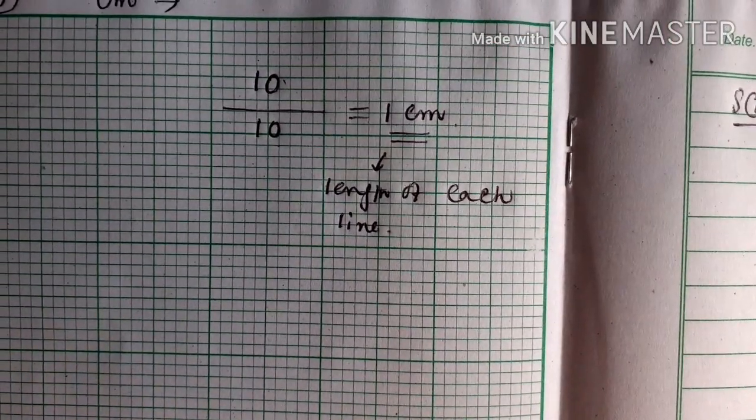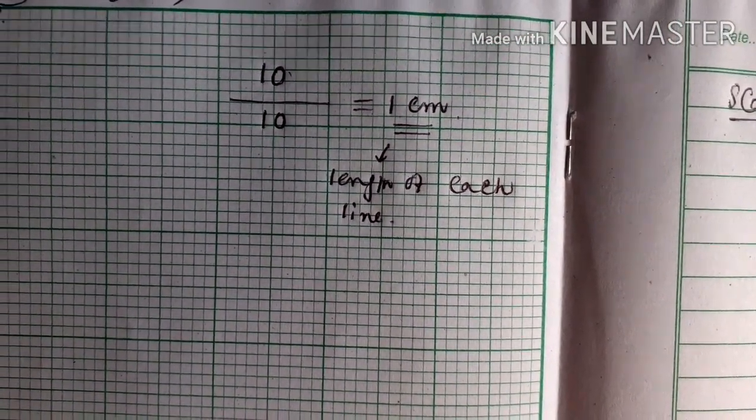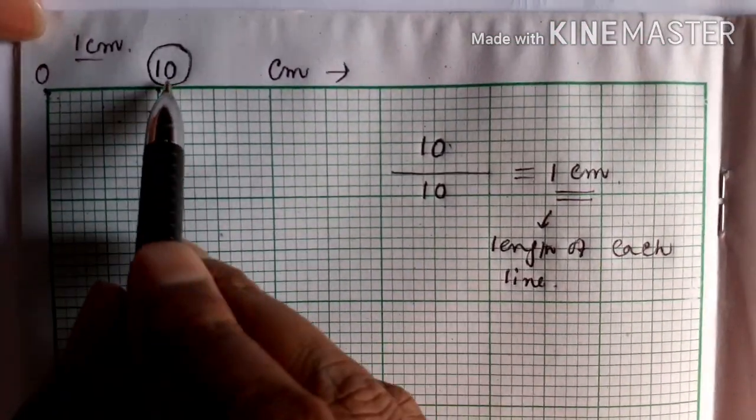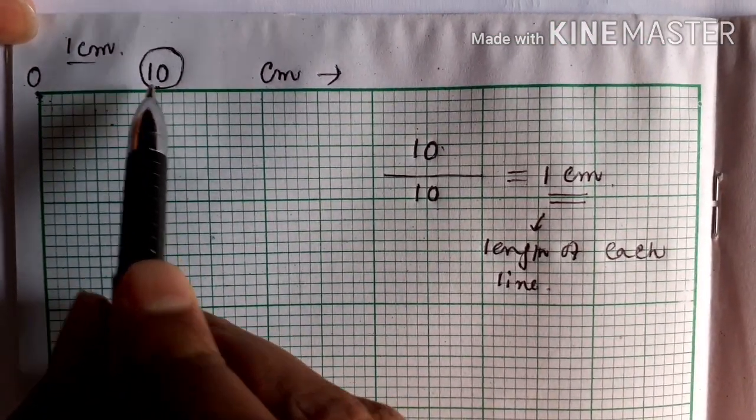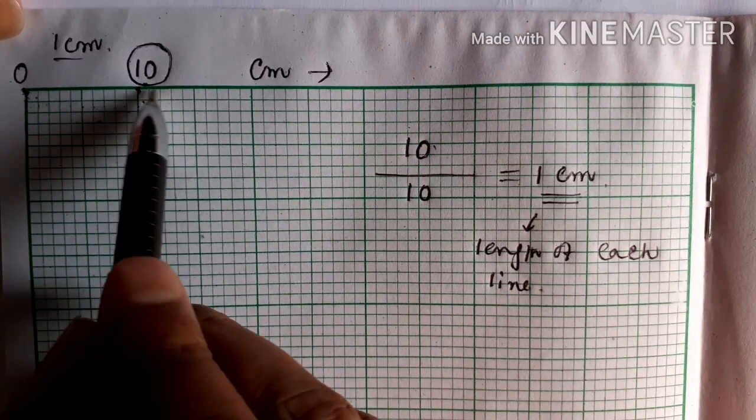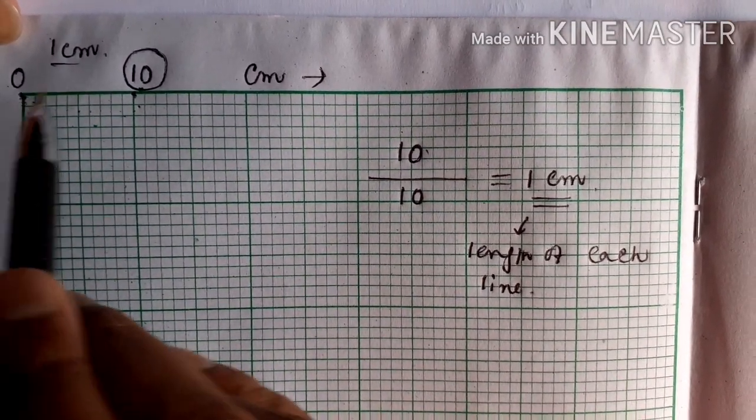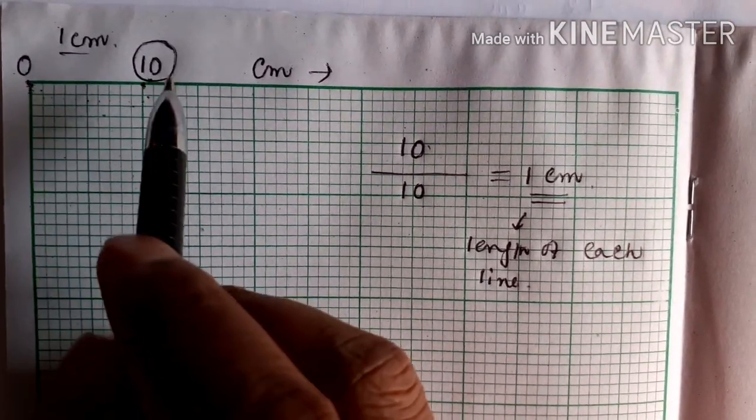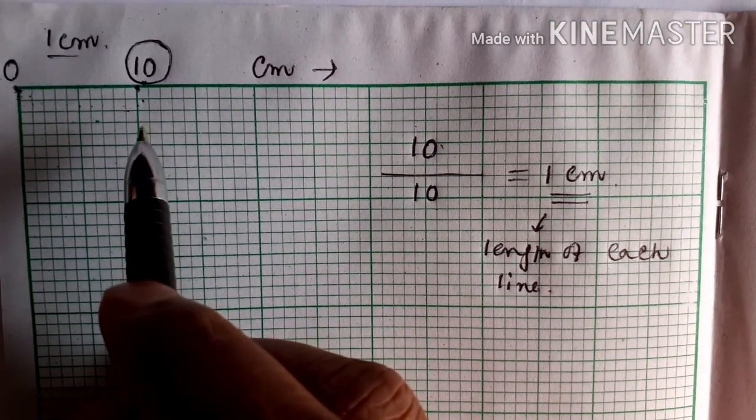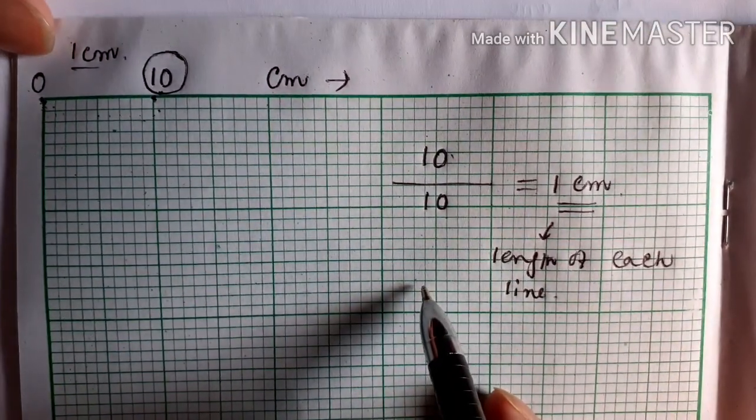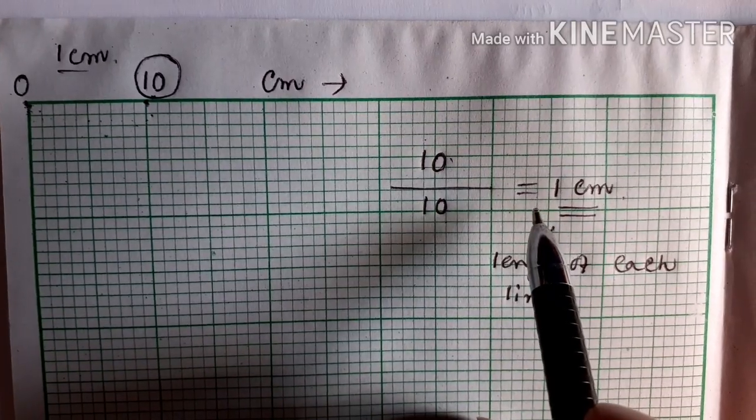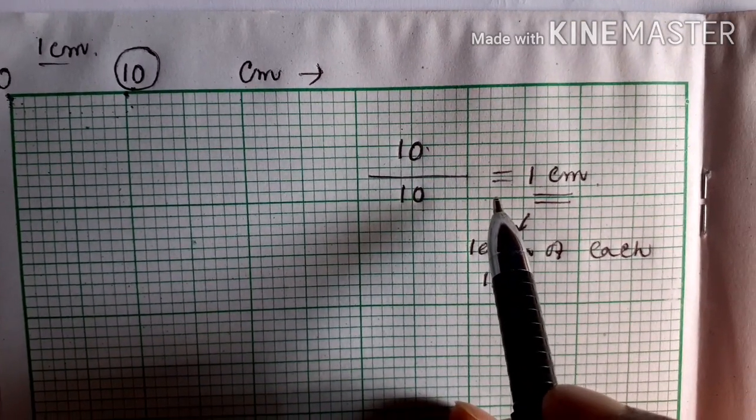So to get the length of each line, what you will do is choose the last digit, or the total length, and divide it by the number of lines from the initial point to the final point. Then you will get the length of each and every line.